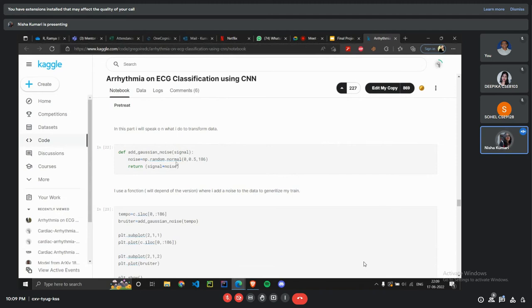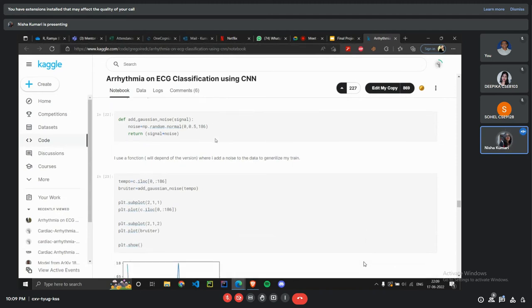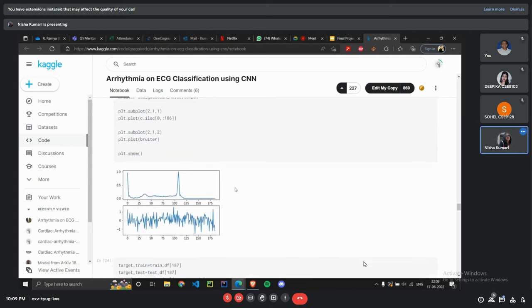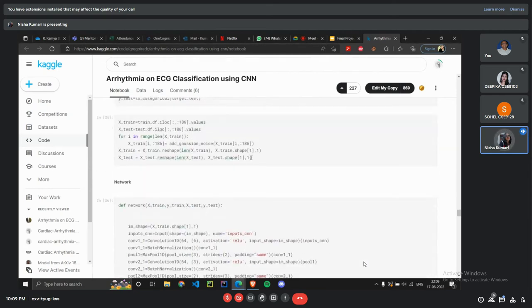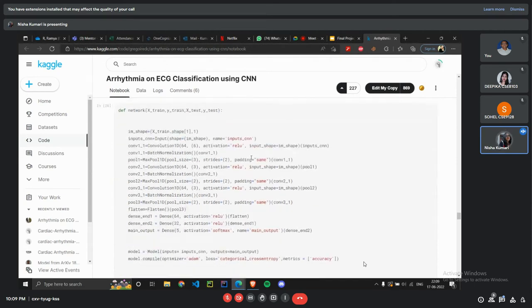Now comes the pre-treating. In this part, I will speak on what I did to transform the data. Here we used a function where I added noise to the data to generalize my train set, and then I plotted it. Similarly, I trained my data, and finally I'll send my pre-treated data set into my neural network. So here is our basic neural network.